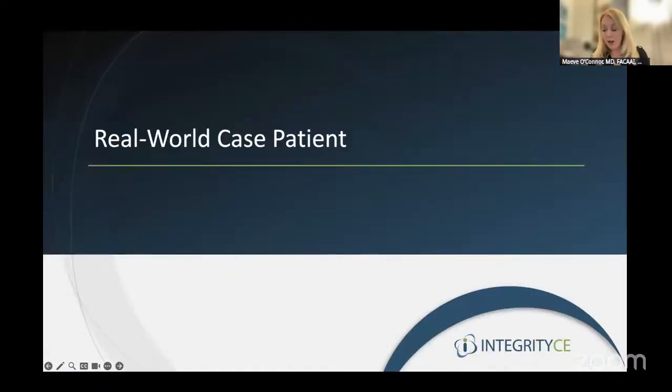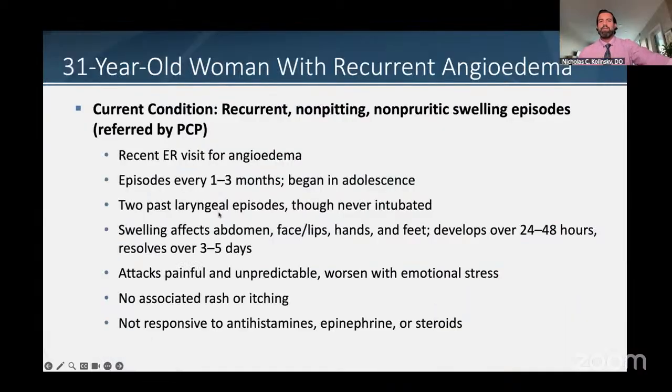Now I'm going to hand over to my esteemed colleague, Dr. Nicholas Kalinsky, to review a real-world patient case with hereditary angioedema. Dr. Kalinsky. Great, thank you, Maeve. That was a fantastic presentation, so we'll get into it.